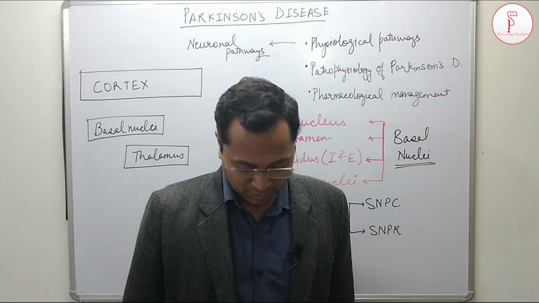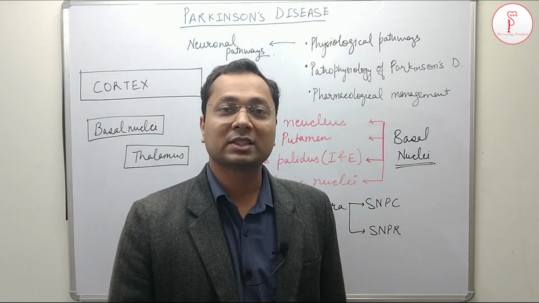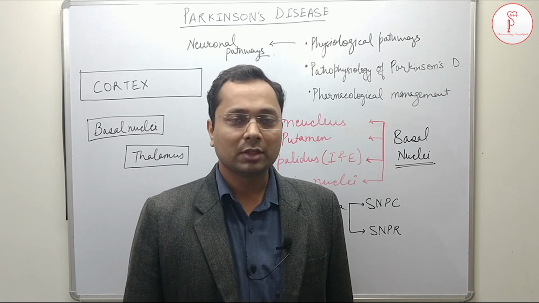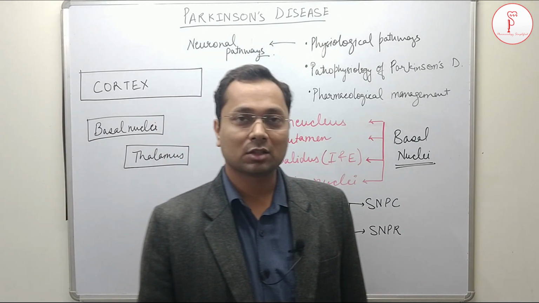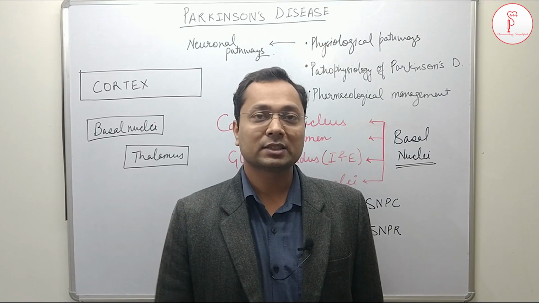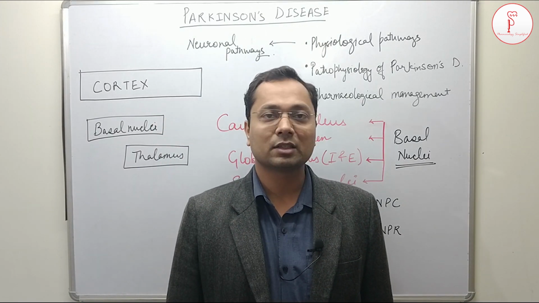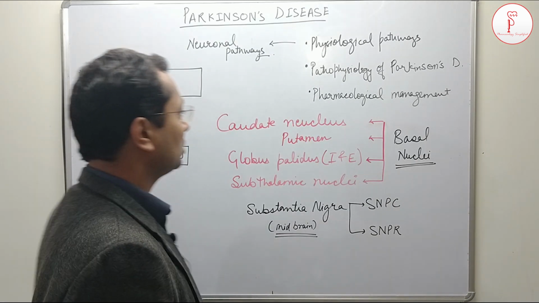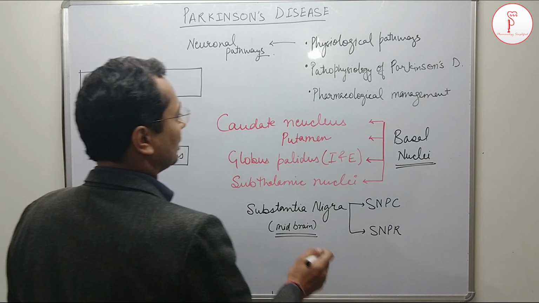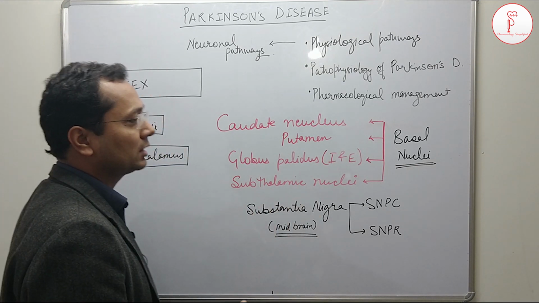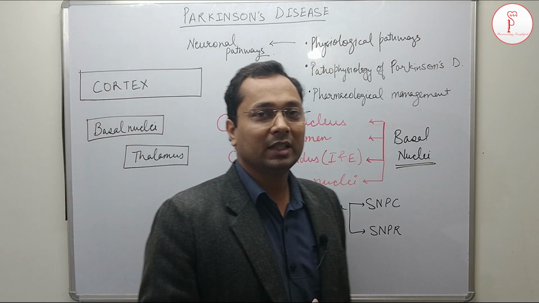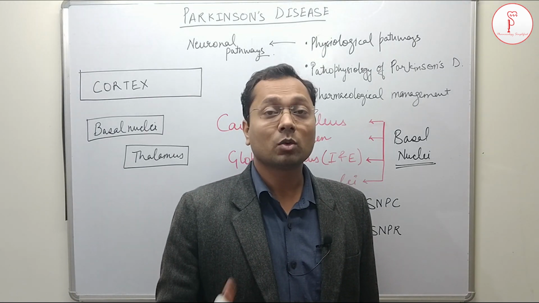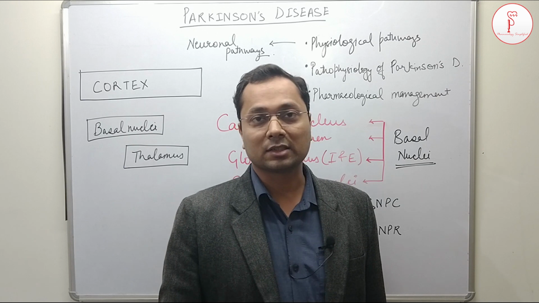In some texts, you would also find it written as basal ganglia. Earlier it was called basal ganglia, but now it has been renamed to basal nuclei, because nuclei are the clusters of cell bodies inside the CNS, while ganglia refer to the collection of cell bodies outside the CNS. Before that, we have to understand how a voluntary movement is initiated in our body, and how this gets disrupted during Parkinson's disease.